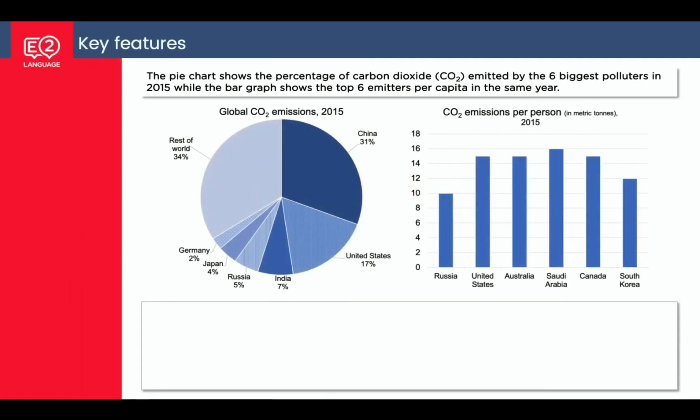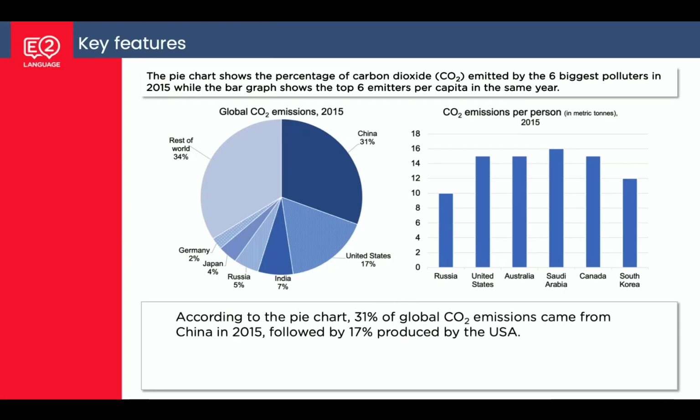I'm going to write 2 little paragraphs here, one dealing with each graph. We've already mentioned how the graphs relate to each other in the overview, so it's fine to separate them here. And also, the first graph is talking about percentage and the second graph is talking about metric tons, so it would be difficult to talk about them in the same paragraph.